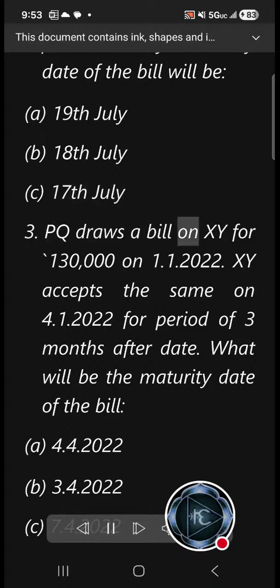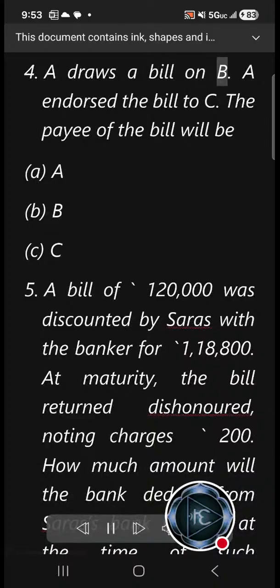PQ draws a bill on XY for 130,000 on January 1st, 2022. XY accepts the same on April 1st, 2022 for a period of 3 months after date. What will be the maturity date of the bill? April 4th, 2022, March 4th, 2022, July 4th, 2022. A draws a bill on B. A endorsed the bill to C. The payee of the bill will be A, B, C.